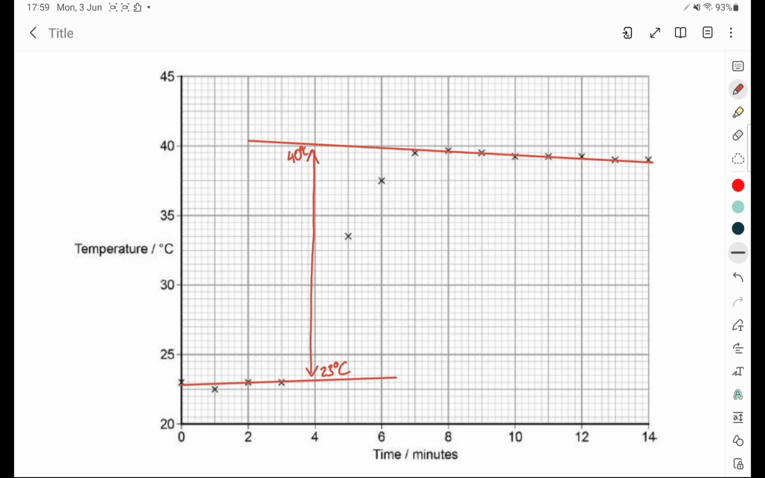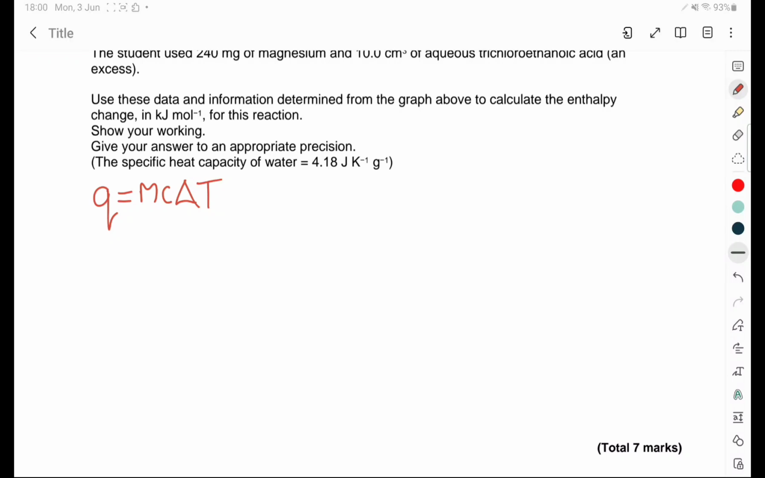You can see that the lower line, the left-hand line, extrapolates along to 23 degrees C at 4 minutes, and the upper line extrapolates to 40 degrees C at 4 minutes. This means that the temperature change, if there were no heat loss, would have been 17 degrees C. Okay, so now that we know the delta T, which is 17, we can work out Q. So Q equals mc delta T. m is the mass of the thing that you are heating up, c is the specific heat capacity of that thing, and then delta T is the temperature change that we've just worked out.